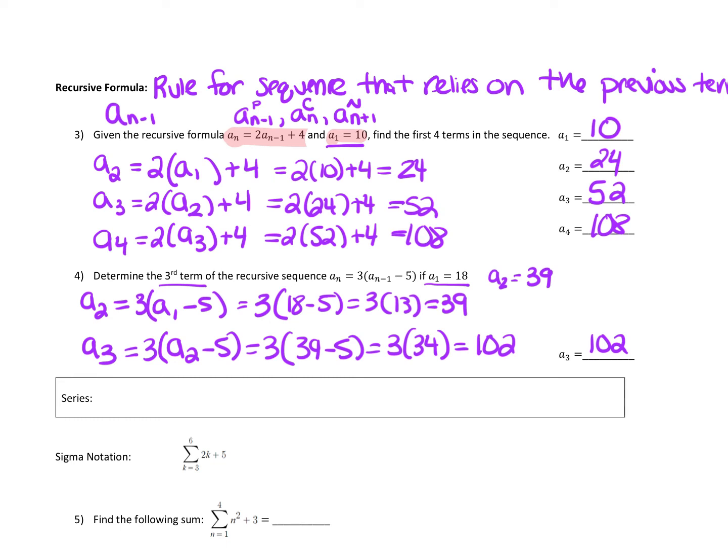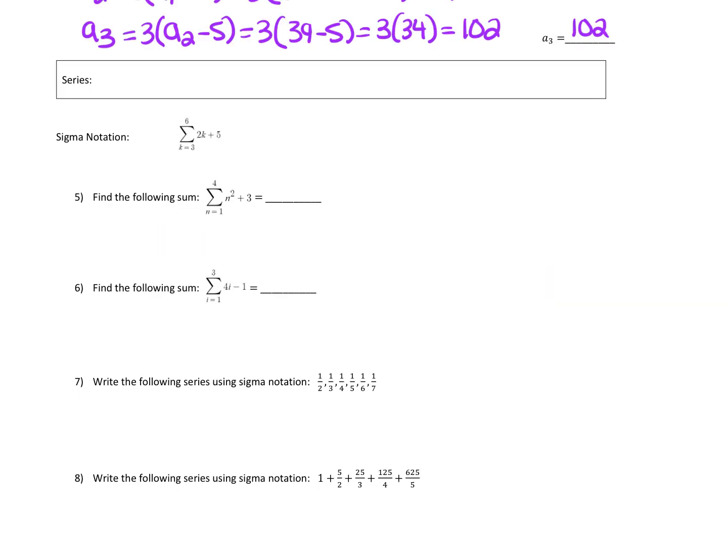So those are all examples of sequences when we have a list of numbers. Now let's talk about something called a series. A series is the sum of a sequence. And remember, a sequence is a list of numbers.